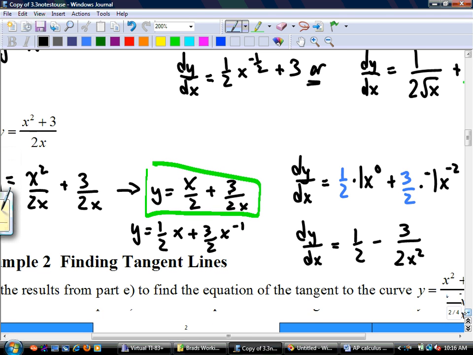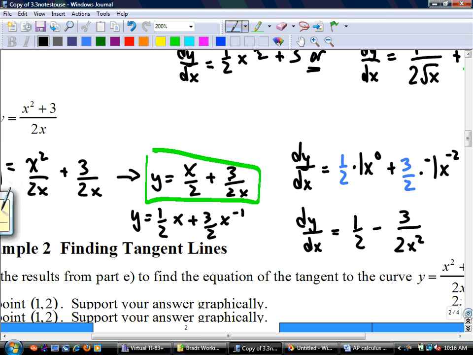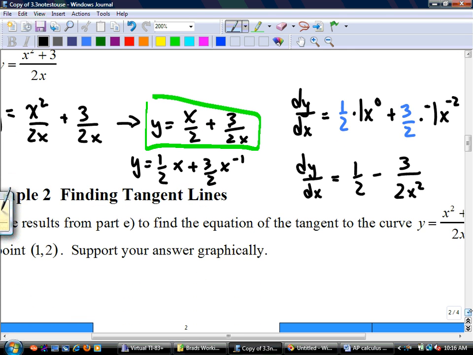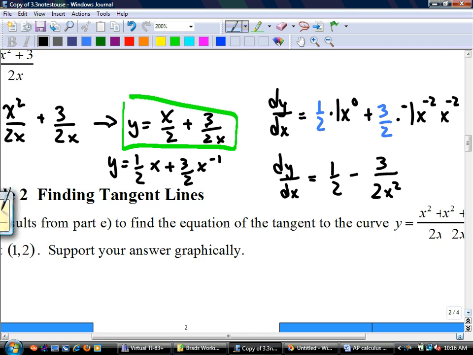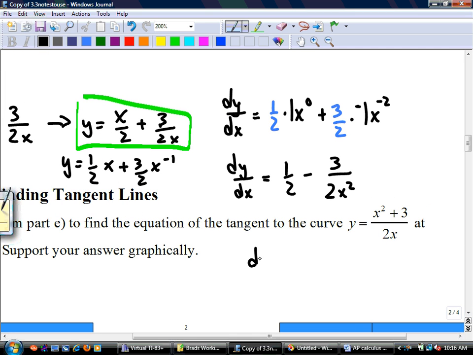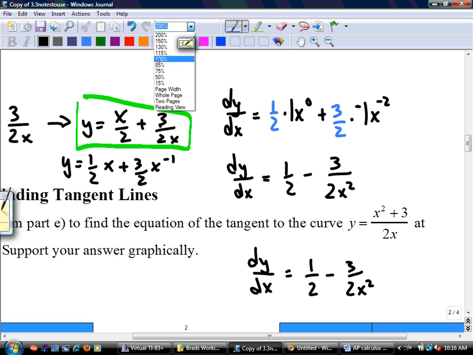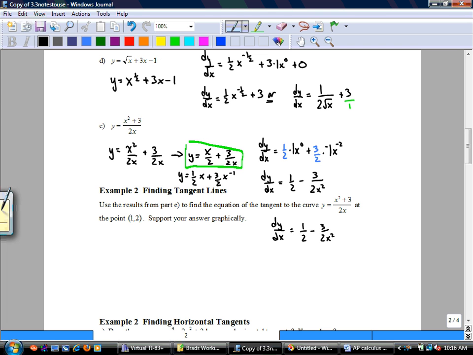Okay, so finding tangent lines. The results from part E to find the equation of the tangent to the curve. Okay, so what we just found here was the derivative. So we know y. Okay, so we know y is that, and we know dy over dx is this. I gotta zoom out. Zooming out. So we know the curve passes through the point 1, 2. We would like to actually find the slope now. How do you find slope? Plug what in? Yeah.